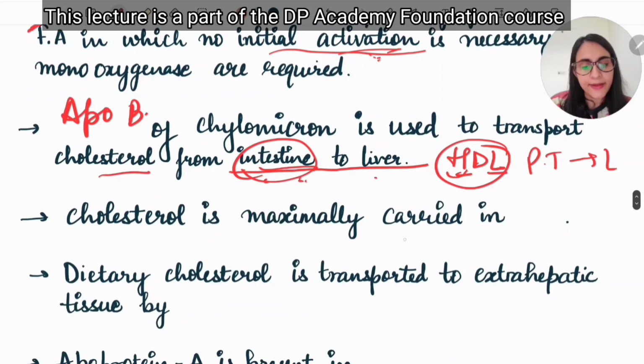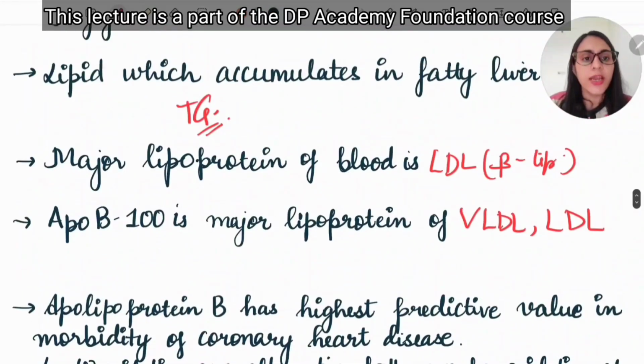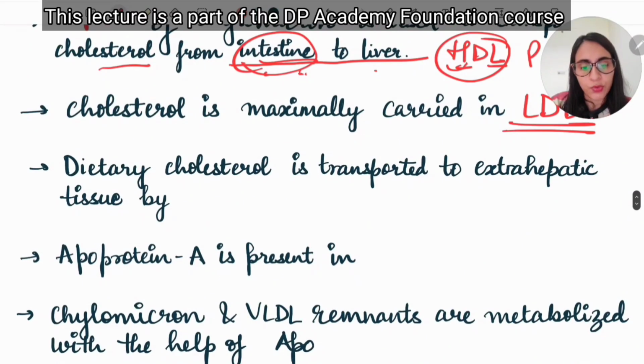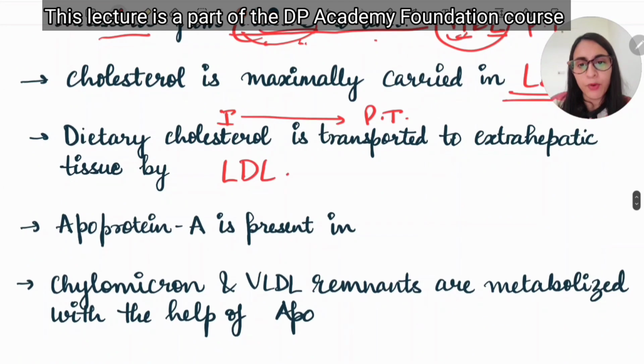Cholesterol is maximally carried in LDL form, and as we have discussed, the major lipoprotein in the blood is LDL, or we can say beta lipoprotein. Right, now dietary cholesterol is transported to extrahepatic tissues. So from the diet, that is from the intestine to the peripheral tissues, it is going to be LDL.